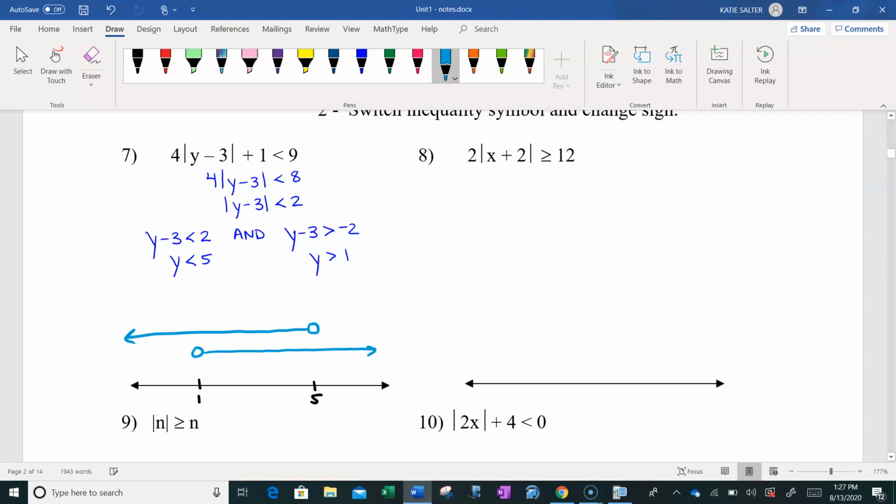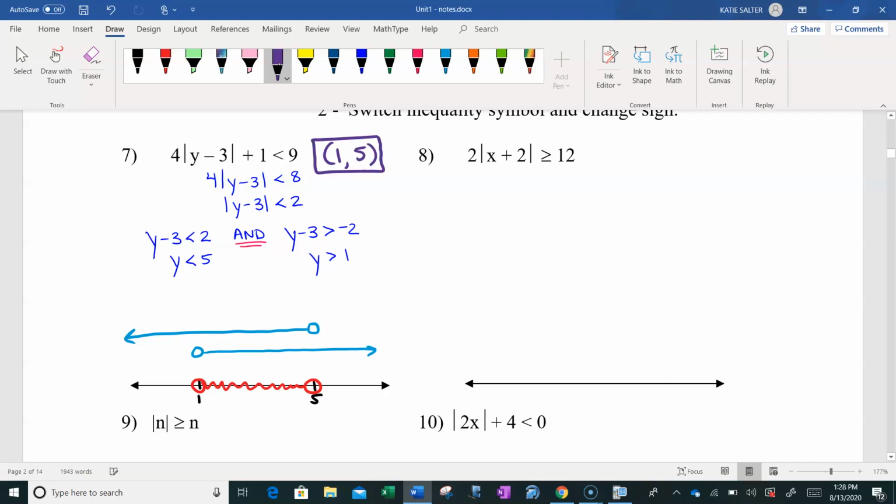This is where the AND versus OR part is extremely important. Because this is an AND problem, we are looking for the intersection of these graphs, where they overlap. So in this case, they overlap between 1 and 5, but not including those numbers. So our final solution for this problem is going to be from 1 to 5, but not including those values.